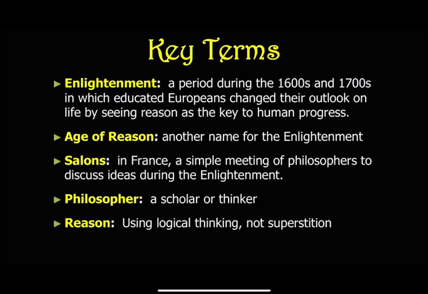Okay, you want to try this one? Age of Reason: another name for the Enlightenment. Very good. So, Age of Reason is just another name for the Enlightenment. That's what we call it.